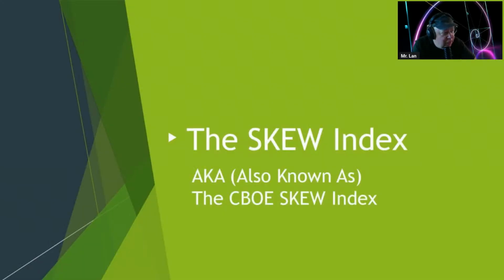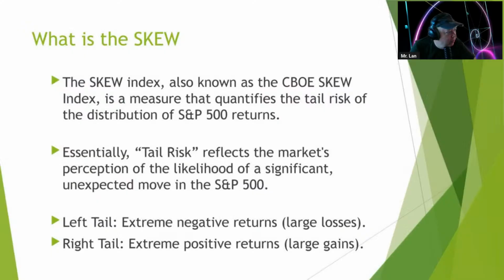So the SKEW index, also known as the CBOE SKEW index, because it comes from the Chicago Board Options Exchange. The SKEW index is a measure that quantifies the tail risk of the distribution of S&P 500 returns. What's a tail risk? Essentially, a tail risk reflects the market's perception of the likelihood of a significant, unexpected move in the S&P 500. Now, wouldn't you like to know when that's going to happen?